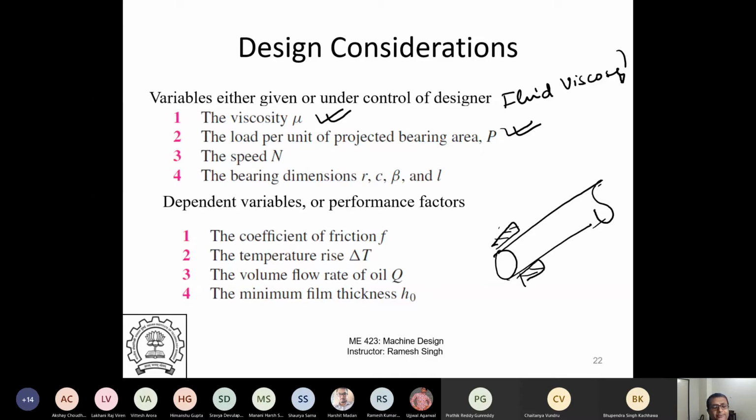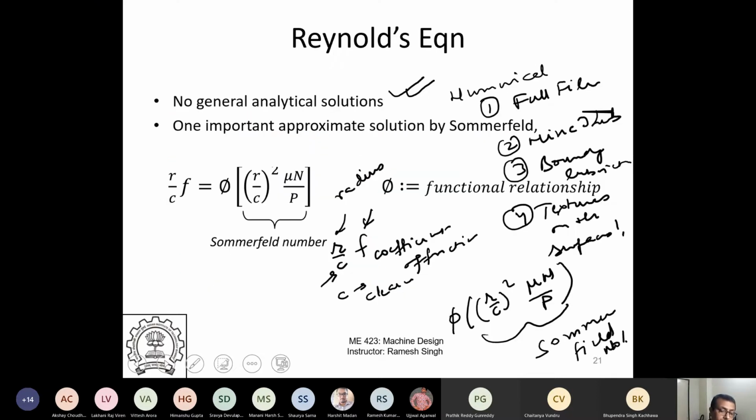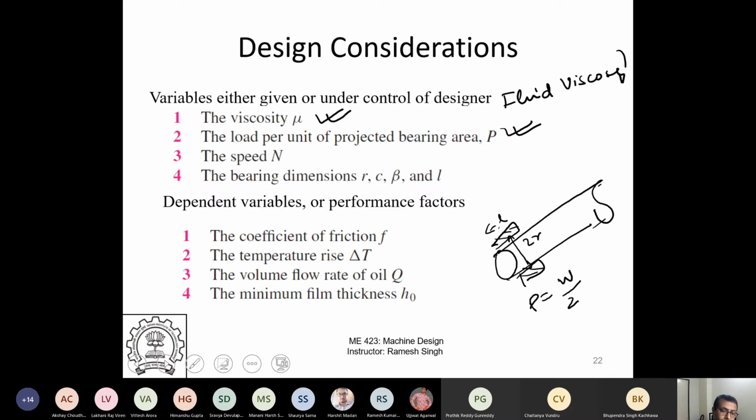This is a cross section, imagine. So I'm supporting, this length is L, this diameter is 2R. So my actual pressure will be W by, and W is the total load acting on this journal, on this bearing, on say bearing 1. So W is the load supported by this bearing alone. So W by 2RL is what will be the pressure here. Okay. So pressure you need, this is also an important thing.